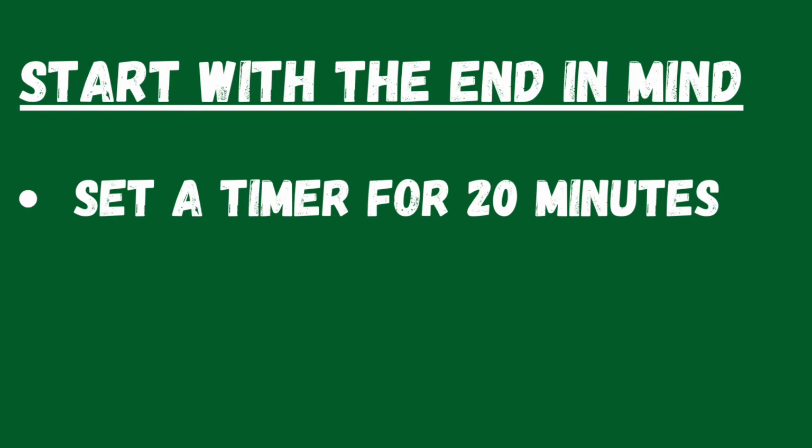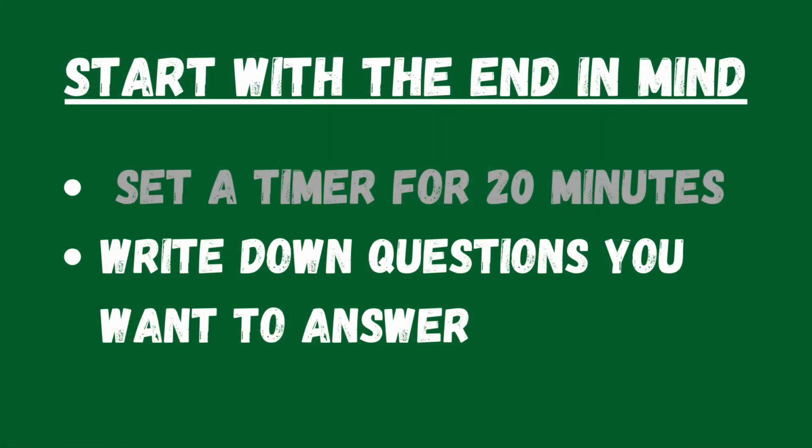The first step in this beginning with the end in mind process is to set a timer for 20 minutes. Then start the timer, and during that 20 minutes, you're going to write down the questions that you want to answer for your audience, or the questions that you think your audience wants to ask. Don't do anything else. Just keep writing out questions as they come to you for about 20 minutes. When the 20 minutes are done, take a short break.